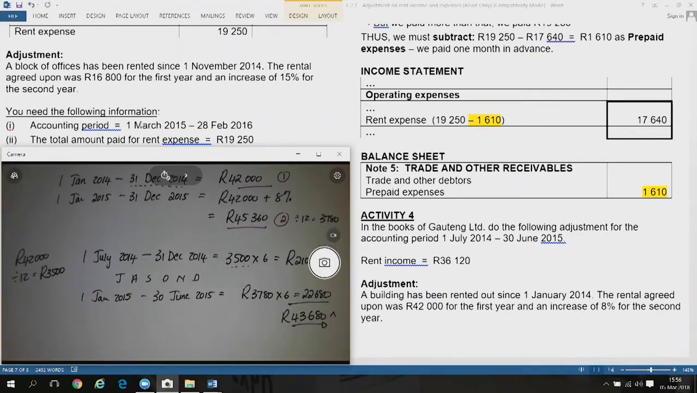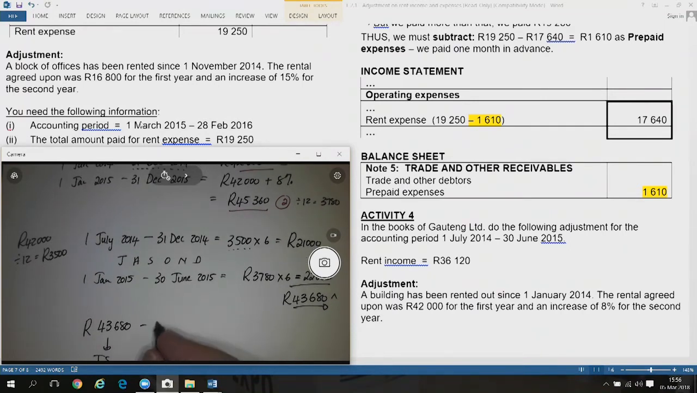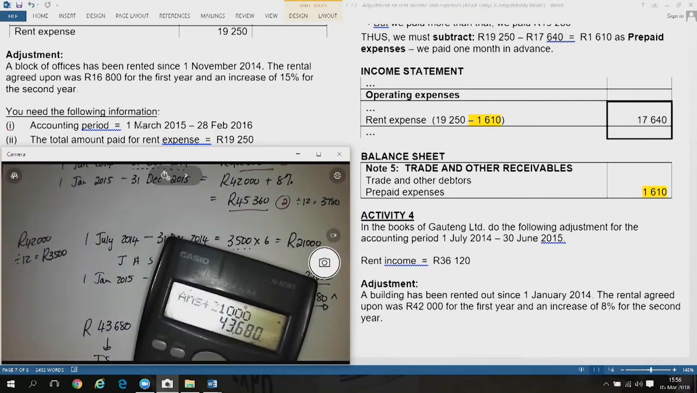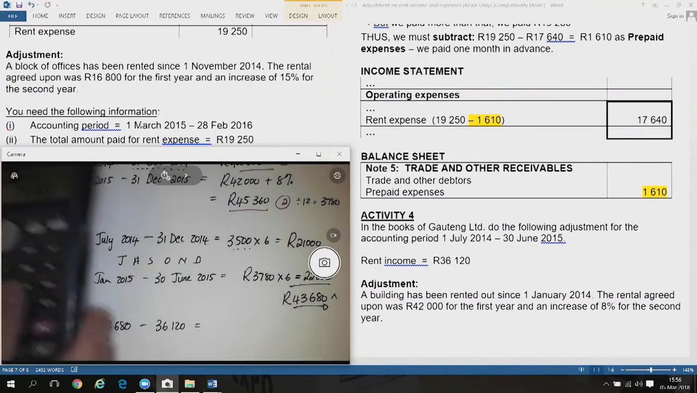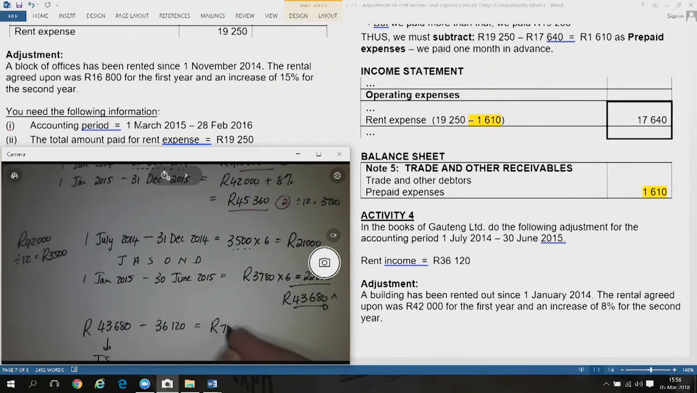Okay, but we only received 36120. So 43680, that is the amount that you're going to show in your income statement, minus 36120. Minus 36120 gives you 7560.